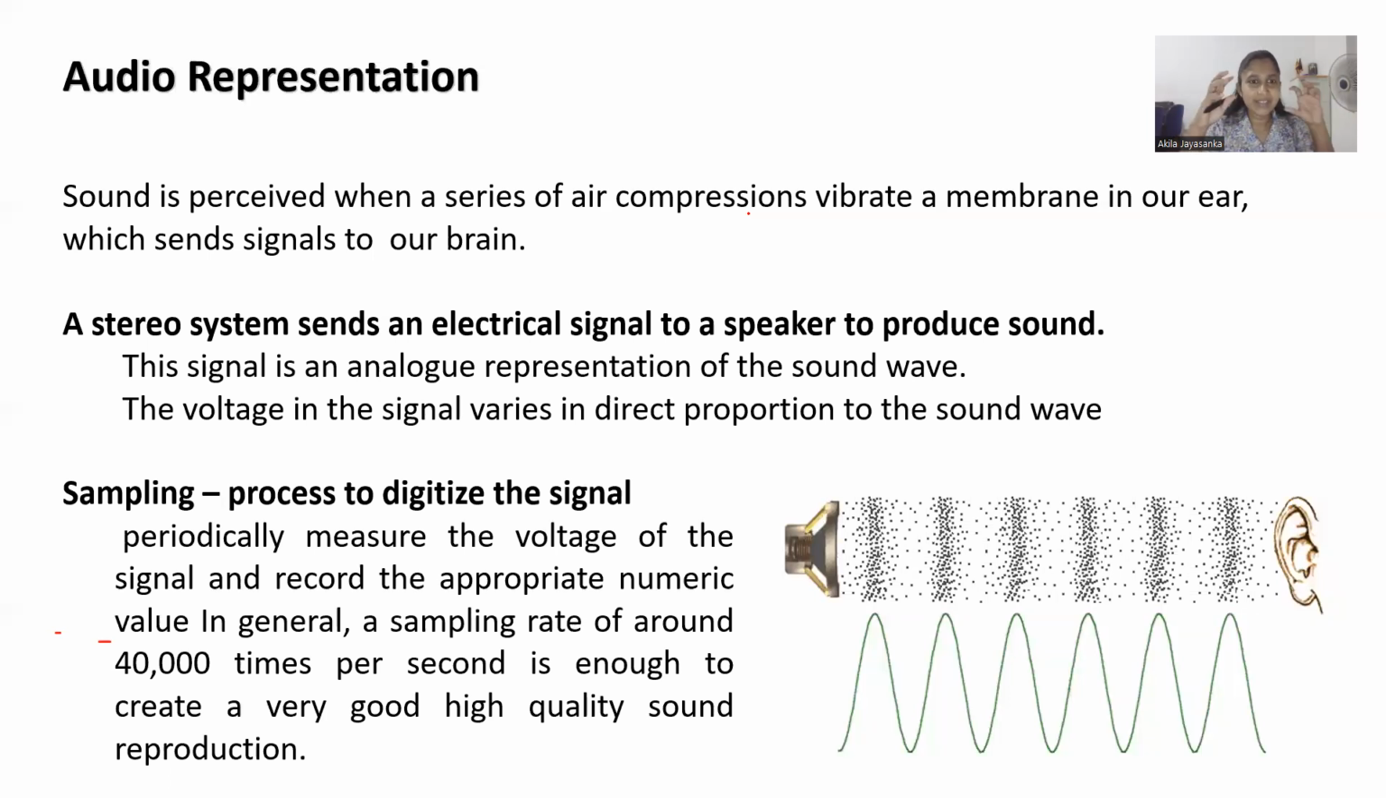A stereo system sends an electrical signal to a speaker to produce sound. When it comes to the computer system, here also it should perform that kind of technique to understand the audio sounds, right? The signal is an analog representation of the sound wave, right?